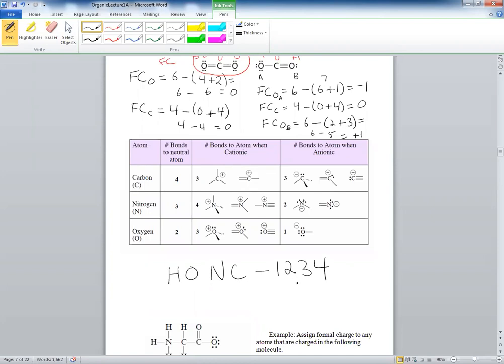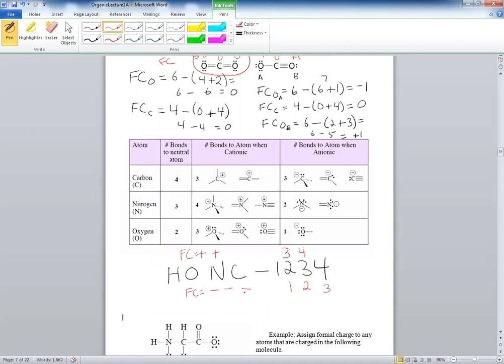Oxygen, if it has more bonding than 2, so that would be 3, the formal charge will be plus. And if nitrogen is above 3, the formal charge will also be plus. Now, when the number of bonds is less, so you have 1 for oxygen, then the formal charge will be minus. And when it's 2 for nitrogen, the formal charge will also be minus. Also, when it's less for carbon, it's going to be minus.